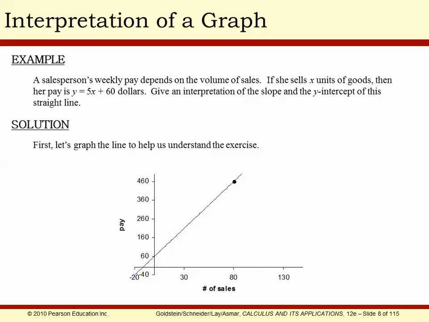So now that we have that on, let's look at a plot of this line now that we have an idea. And what they're doing is they're choosing to look at the point. What happens if she sells 80 units? Can someone tell me how much she's going to earn if she sells 80 units?